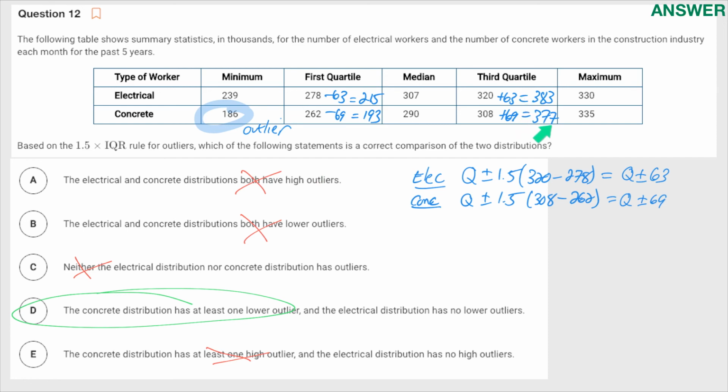Since 383 and 377 are both above the maximum values, there are no outliers on the high side. Since 239 is inside of 215, this is not an outlier, but 186 is outside of 193, so concrete's minimum is an outlier. So A and B are out because they both do not have outliers. C, there is one outlier. D, concrete has one lower outlier, is the correct statement, and E is also incorrect. Okay, that's it.